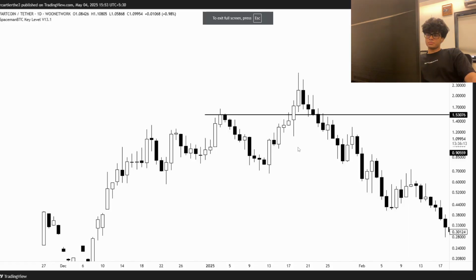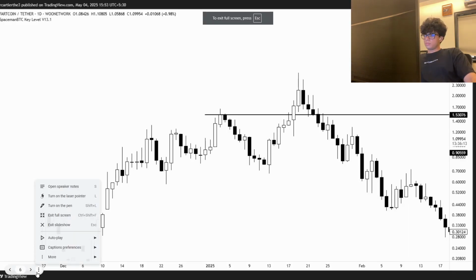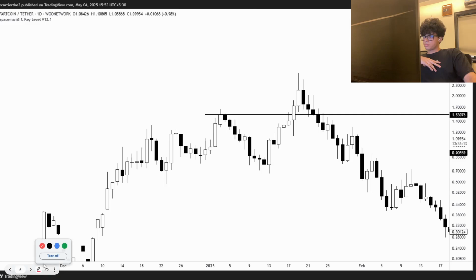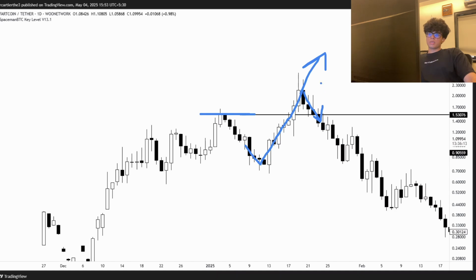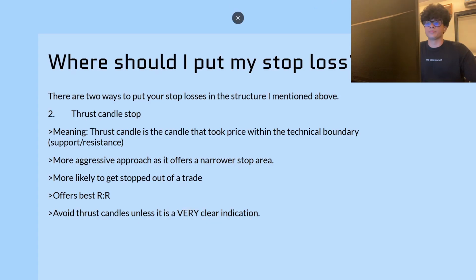So, for example, this is a resistance area, right? Price goes up, breaks the resistance, and the breakout traders are like, oh, price is going to go up. But what price does instead is fall back into the range, and all these people are underwater. They close their positions, which makes price go down. Same thing that I explained earlier. So now the main question here is, where would you put your stop loss?